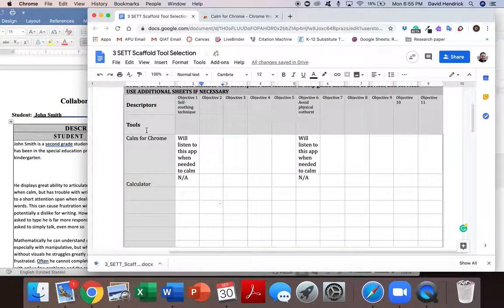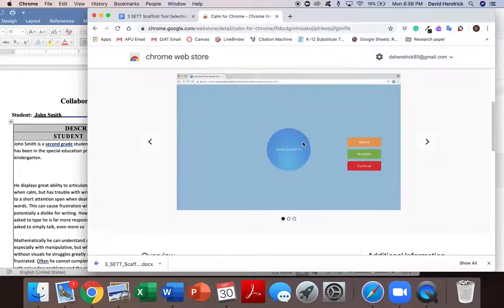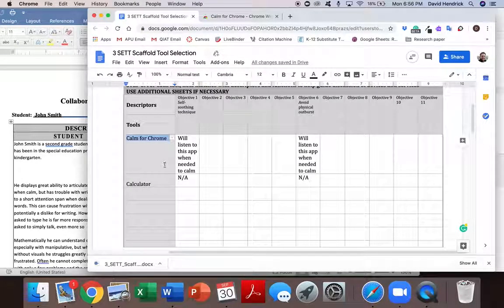And then we begin to fill out some tools. For example, I found Calm for Chrome, which is an extension or app that helps people calm down. So I put that in under the tools, Calm for Chrome, and then these two align. John will listen to this app when needed to calm. And that's how that goes.